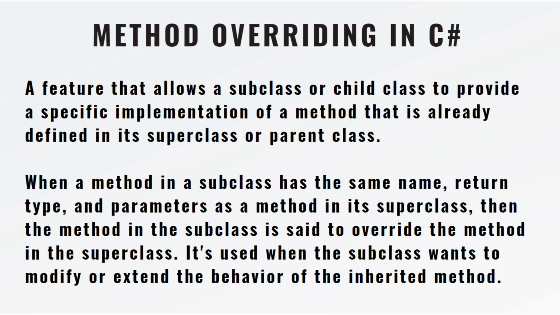So, in order to have method overriding, you need to have two classes, a child and a parent class, and the parent class has already defined a method which the child class actually overrides to provide a specific implementation.